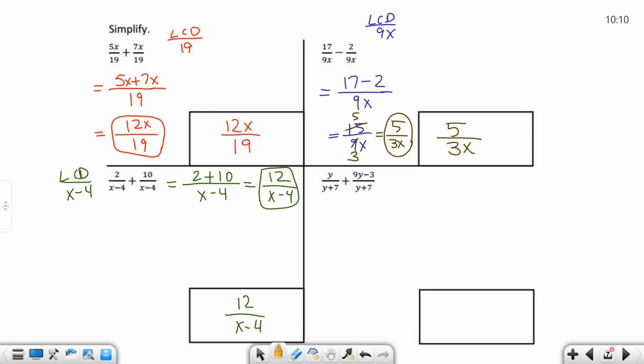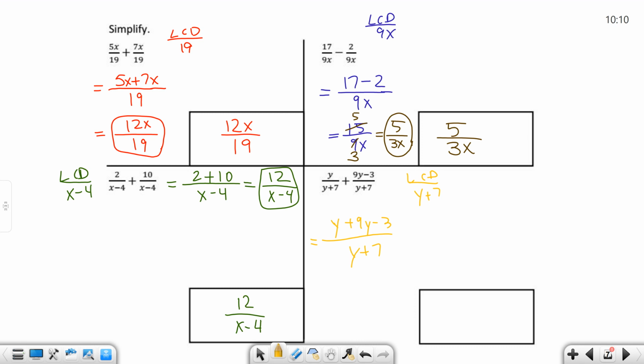So the next one, the LCD is y plus 7. So I have y. And then look, this plus sign says don't change any of those signs. So it's going to be a positive 9y, because that's what this is. That's positive. There's nothing in front of it. And then minus 3 all over the LCD. That's why you get it over an LCD right there.